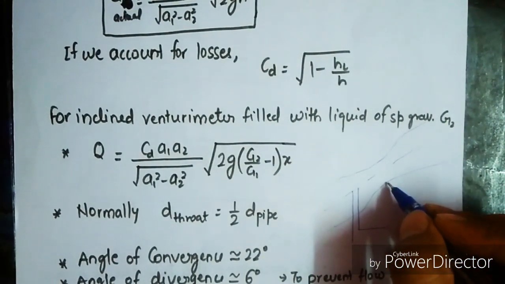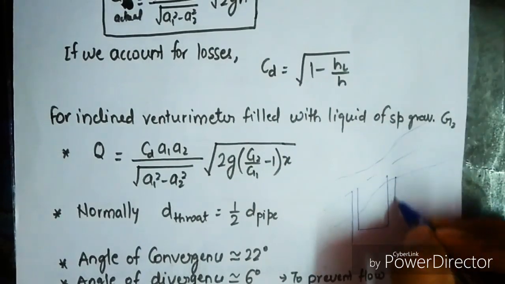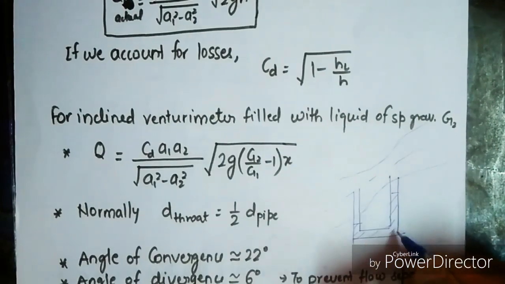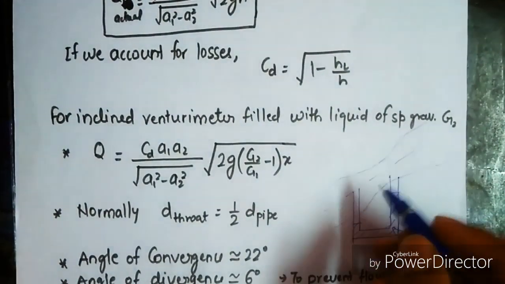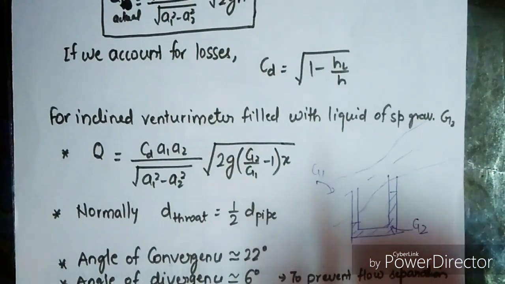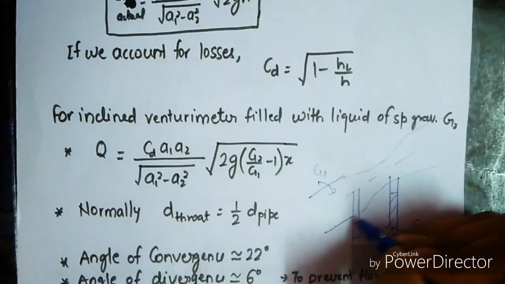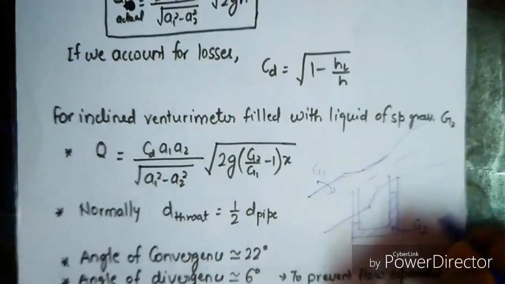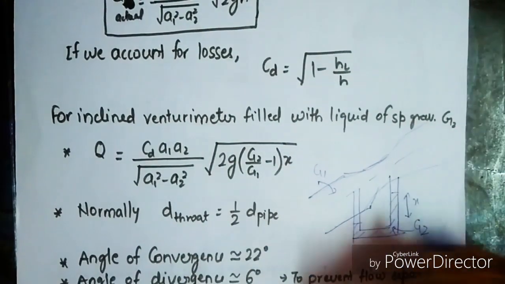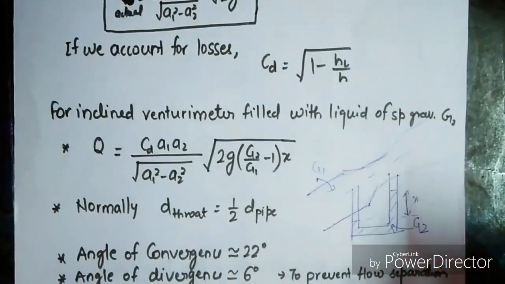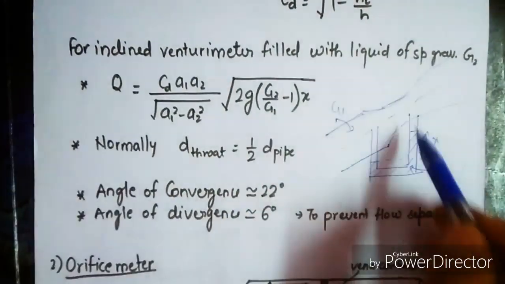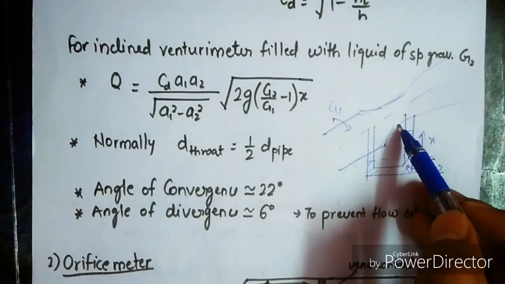Usually we provide a differential manometer here, and we fill it with some liquid. This liquid has a specific gravity of G2, and the liquid which is flowing has a specific gravity of G1. So this is G2 by G1 minus 1, times X. X is this difference in elevation between these 2 points in the differential manometer. Normally the diameter of the throat is half of the diameter of the pipe. This is the diameter of the pipe, and this is the diameter of the throat.